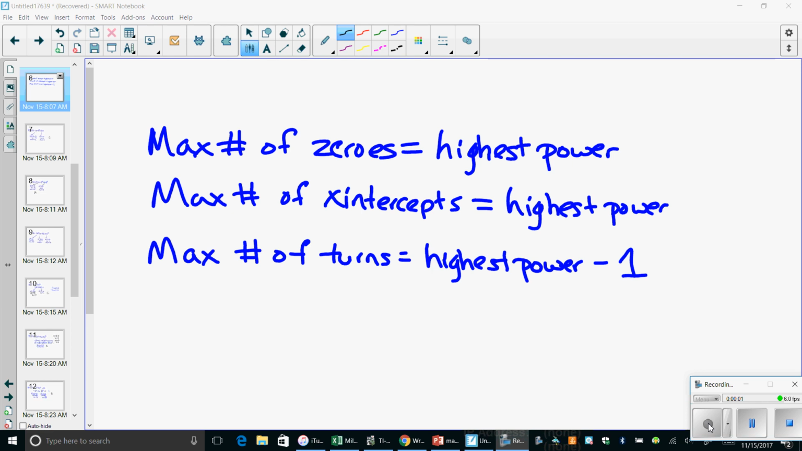Okay, we're going to pick up on your review with number 13 for the function. Find the maximum number of real zeros that the function can have, the maximum number of x-intercepts that the function can have, and the maximum number of turning points the graph of the function can have. So when it asks about the maximum number of zeros, that'll always equal your highest power, or the degree of that function. Same thing for maximum number of x-intercepts. That's also the highest power. It doesn't mean that's how many it's going to have, but that's the most it could possibly have. And for the maximum number of turns for that function, it's whatever your highest power is minus 1.